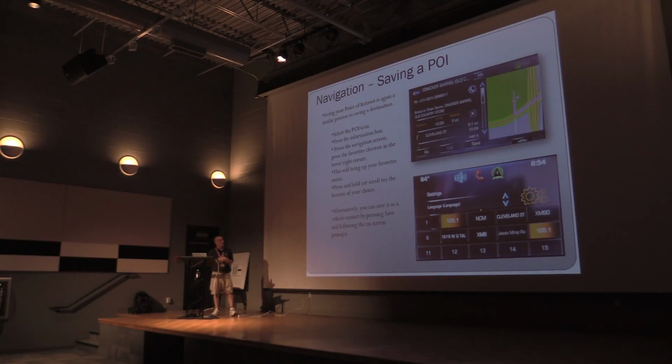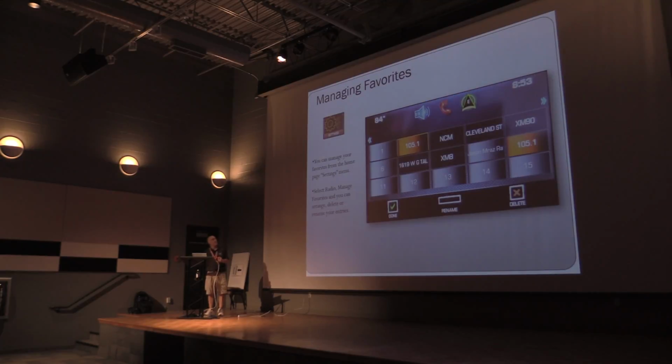Very easy from there to also manage these, because when you enter an address, addresses are not necessarily very intuitive, but if you want to rename it, you can do that. You can manage your favorites from the home page settings menu, the gear wheel, and select manage favorites. You can arrange, you can delete, you can rename to modify what that says. So just select it and you have a choice. You can rename it, you can delete it, and you're done once it's selected.